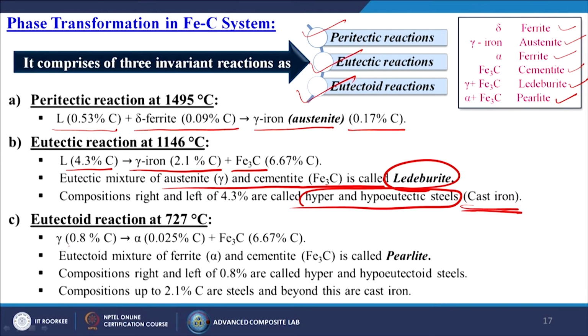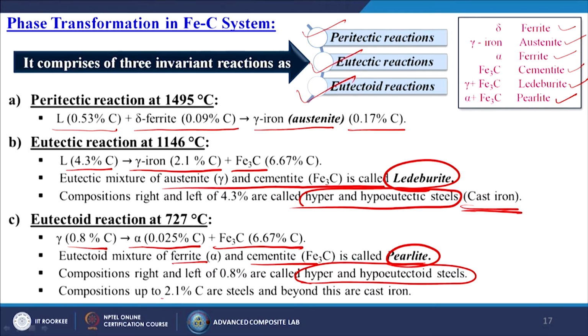Eutectoid reaction at 727 degree centigrade. Gamma with 0.8% C converts into alpha with 0.025% C plus Fe3C with 6.67% of C. The eutectoid mixture of ferrite and cementite is called pearlite. Compositions to the right and left of 0.8% are called hyper and hypoeutectoid steels.